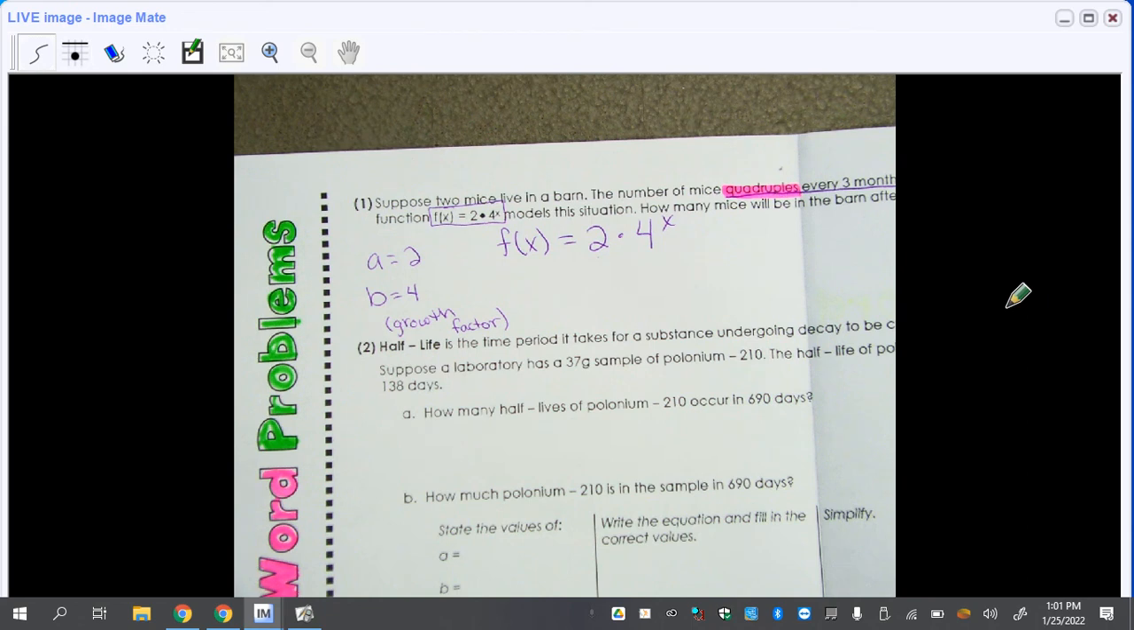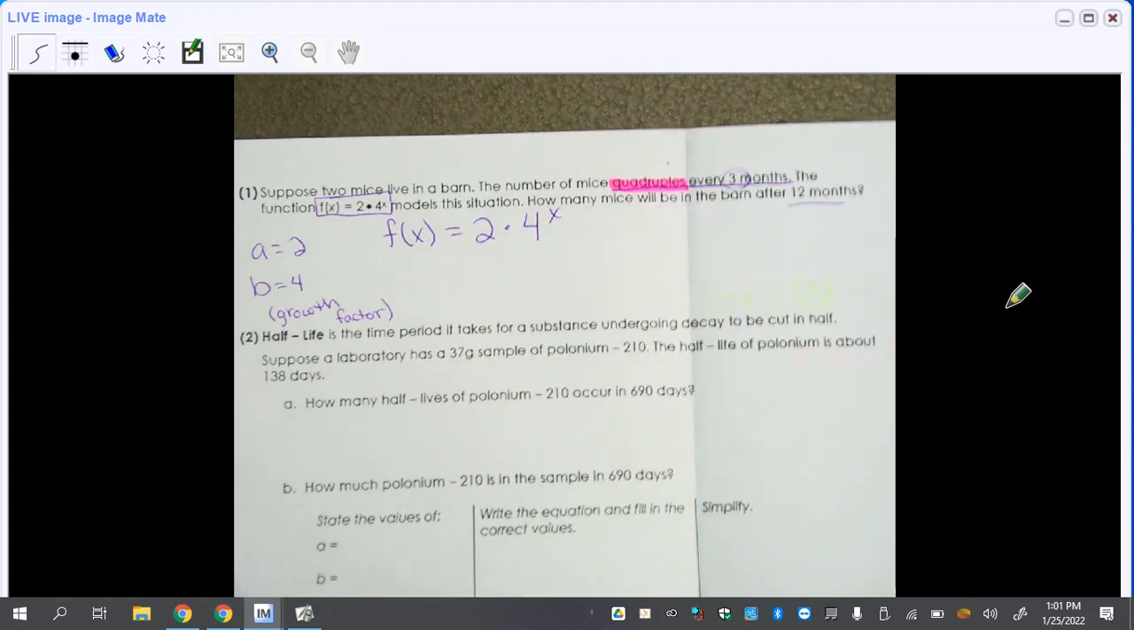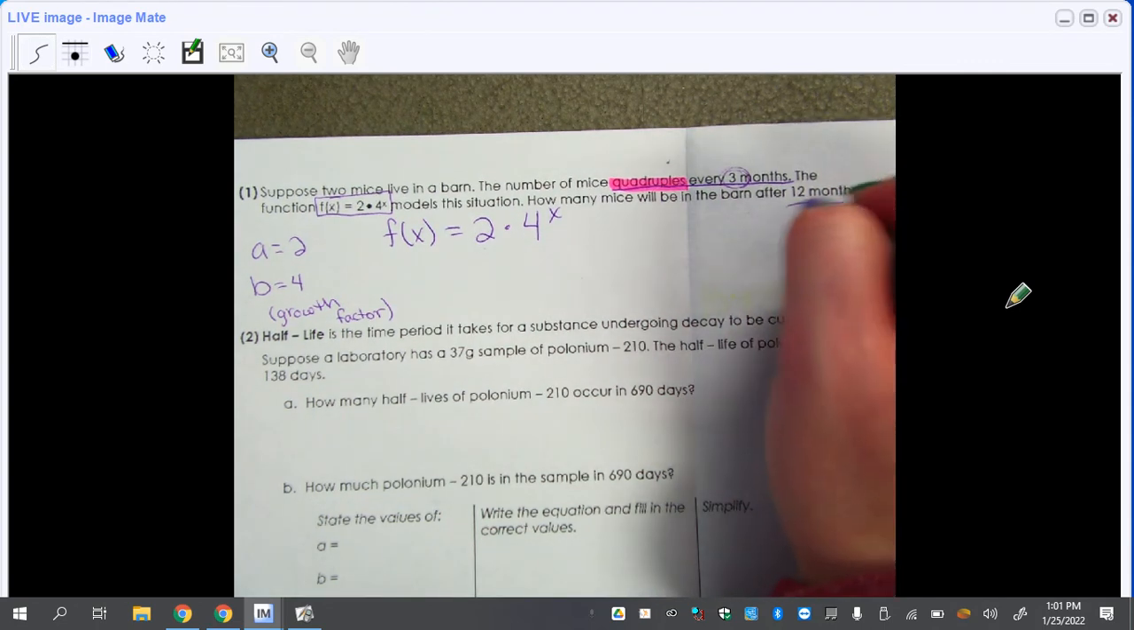So the one thing that we need to figure out, though, is how many times is this happening? X represents the number of times that in this situation, the mice population is increasing. How many times does that happen? It quadruples every 3 months. So how many times does it quadruple in 12 months?